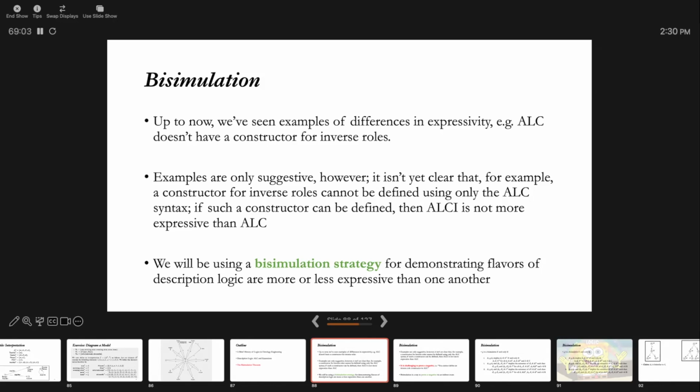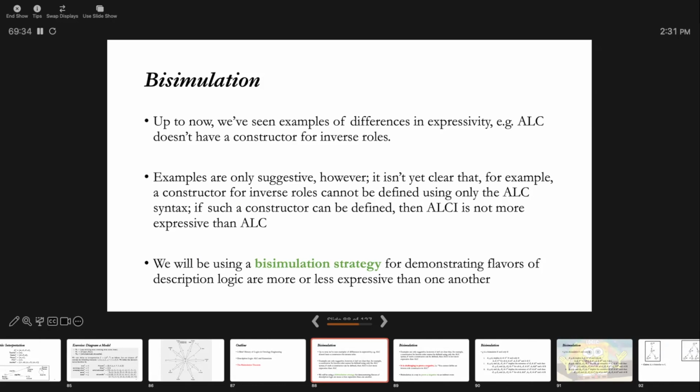Examples are just suggestive. It isn't yet clear, for example, that a constructor for inverse roles can't be defined using only ALC syntax. If such a constructor can be defined, then ALCI, that inverse language, is not more expressive than ALC. If you can say inverses and represent inverses in the same way, just using ALC, then they are at least as expressive as one another. I will prove to you that the inverse version is more expressive than ALC.